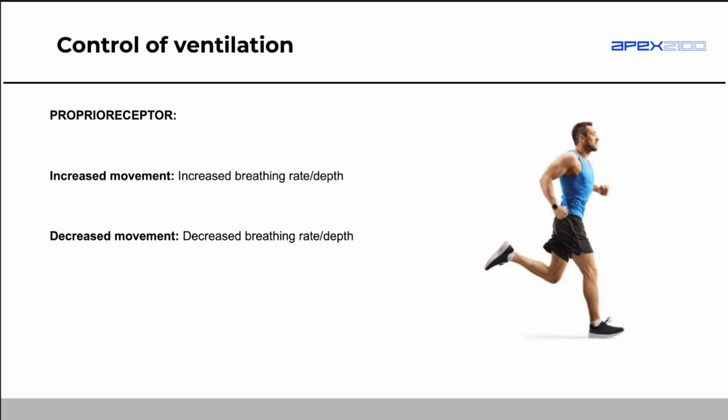The proprioceptors are quite simple. They detect movement. So the more I move my body around, the deeper and faster I'm going to breathe. If I'm running and I start moving my body a lot, if I'm dancing around, I'm going to have a greater pulmonary ventilation rate and depth. When I'm not moving, let's say I'm lying down, I'm not going to be breathing so fast because I'm not doing anything. The proprioceptors are saying, okay, we're just relaxing now. We don't need to breathe very hard.